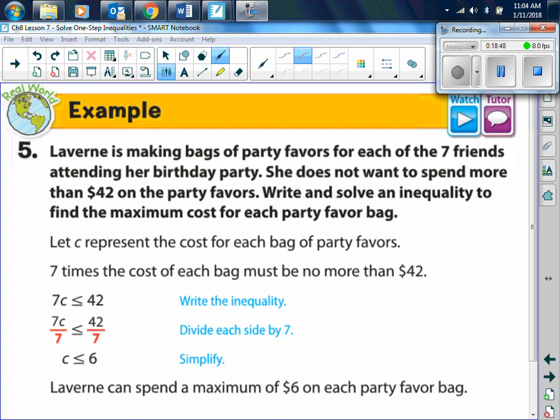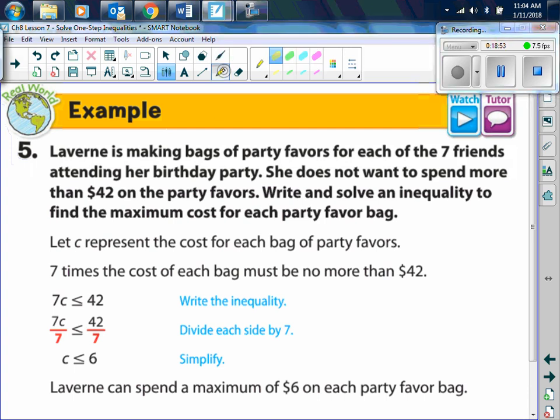Okay? So, the first thing we want to do is look at the words. What are the important words in here? Well, it says she wants to make party favors for each of her 7 friends. What operation is it going to be? What word tells me the operation? For each, that tells me we're going to multiply. Very good. So we're going to multiply the cost of each one of the party favors times the 7 friends. So that's my 7C, right?